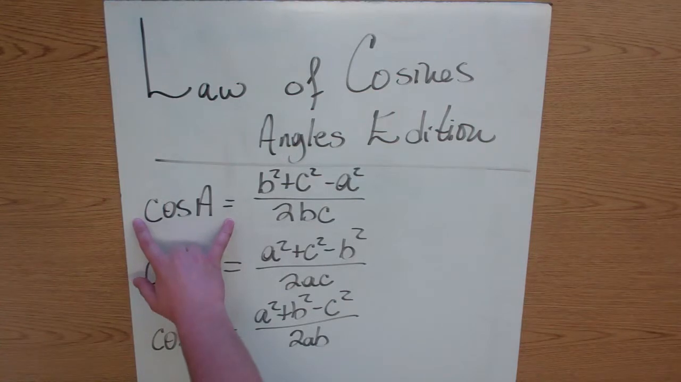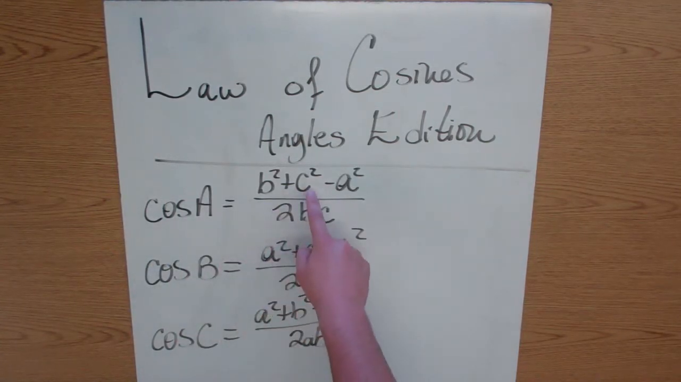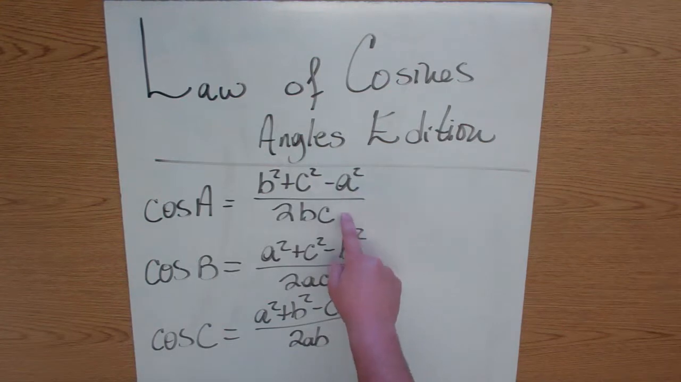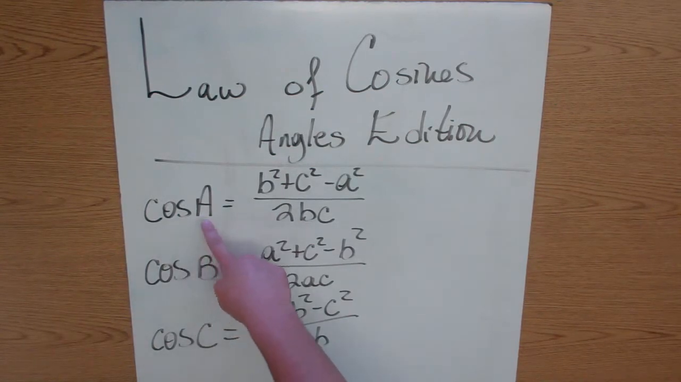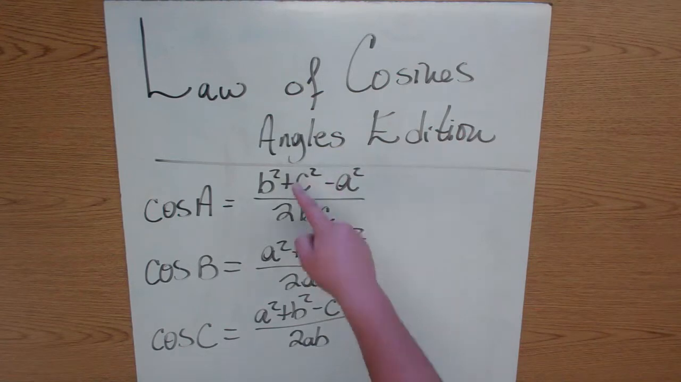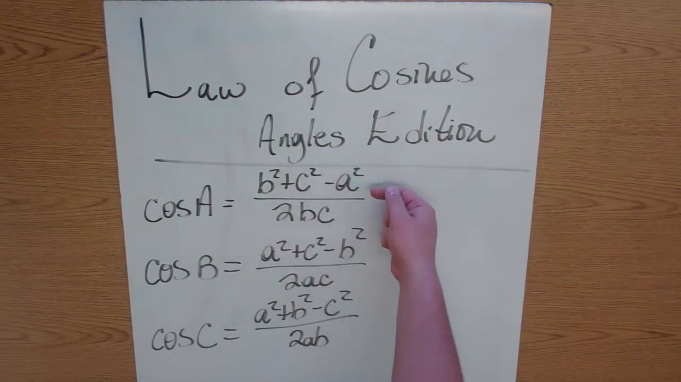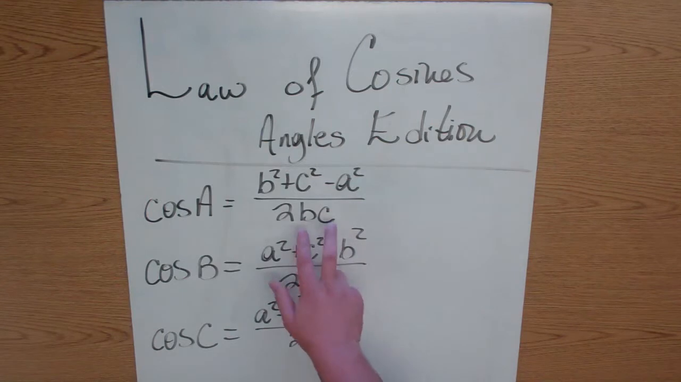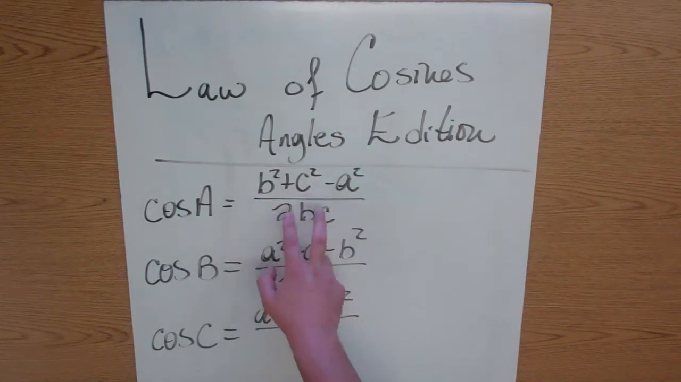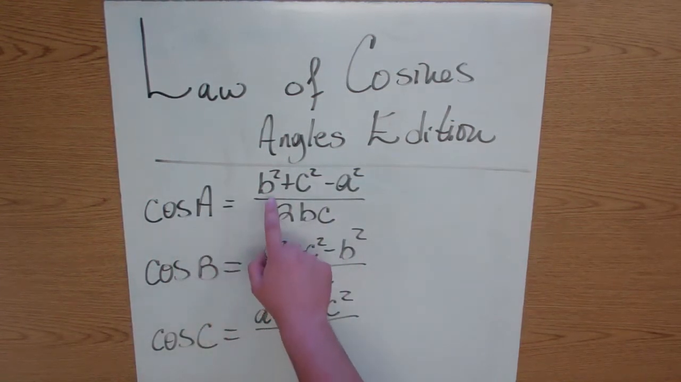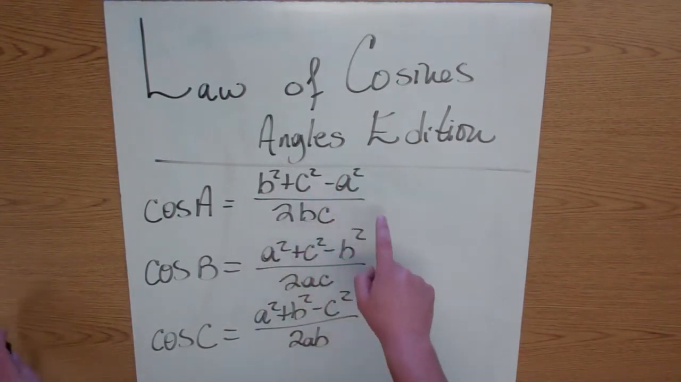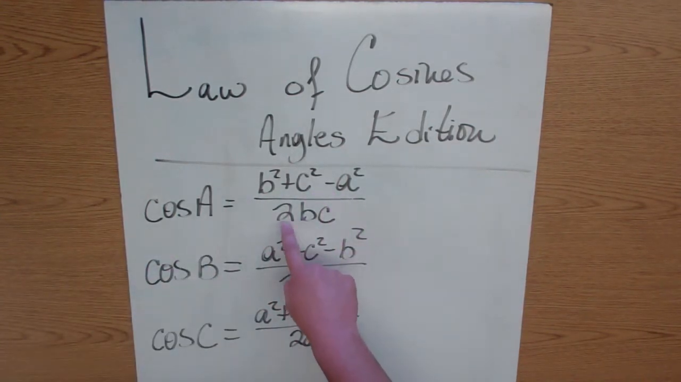You have cosine of A equals b squared plus c squared minus a squared, divided by 2bc. If you notice, you're trying to find the angle A, cosine of angle A, so it's minus a squared. These two are added together, minus a squared, over 2 times these two. So these two come down, and they're not squared anymore, now they're multiplied.